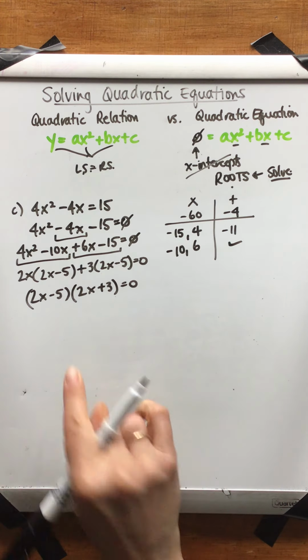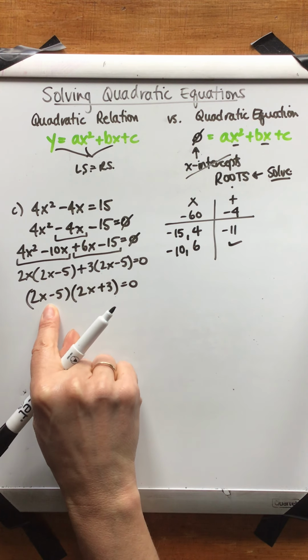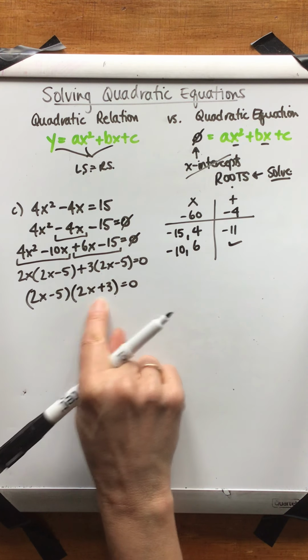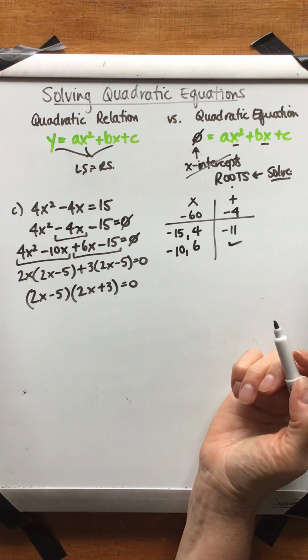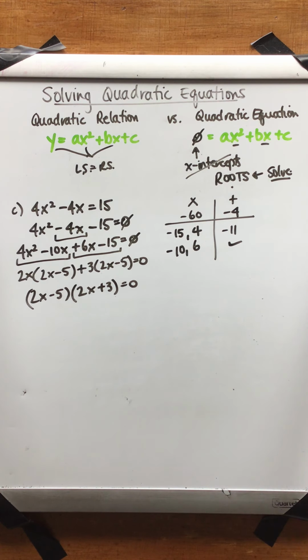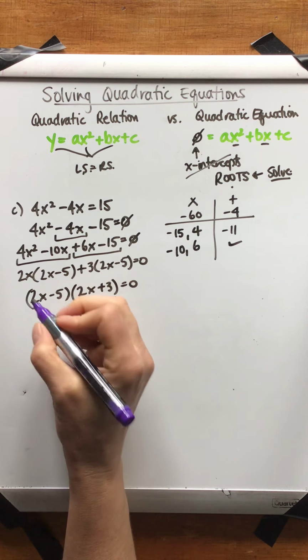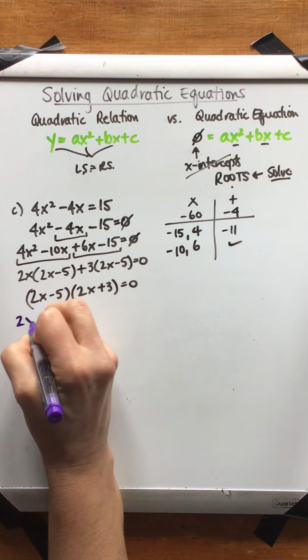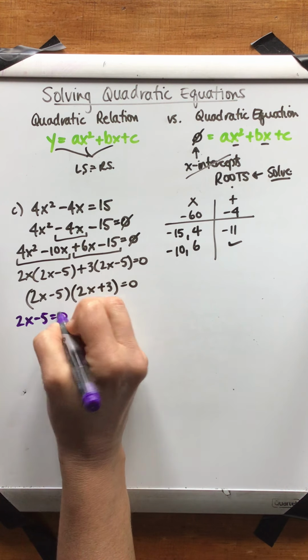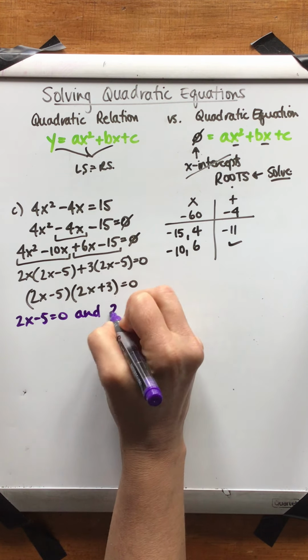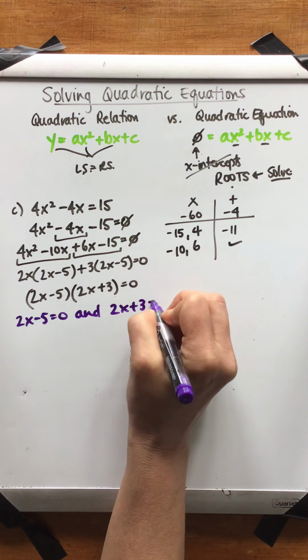Now to find the roots, I know that as long as what's inside this bracket or this bracket is equal to 0, the entire side will be equal to 0. So can I figure out what those values might be? Well, let's set 2x minus 5 equal to 0, and let's do 2x plus 3 equal to 0.